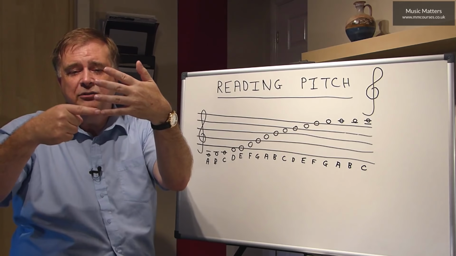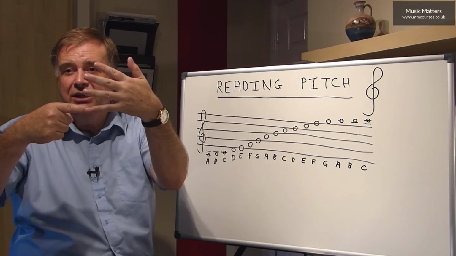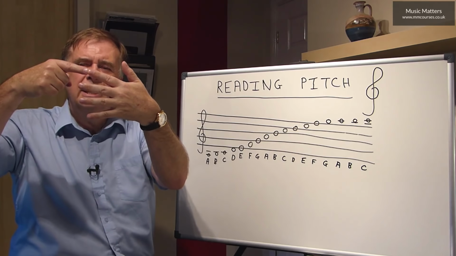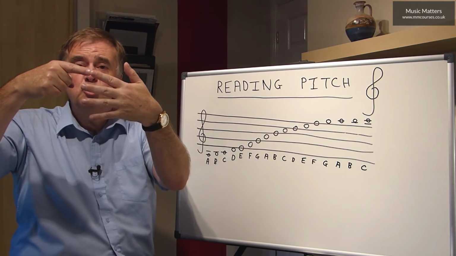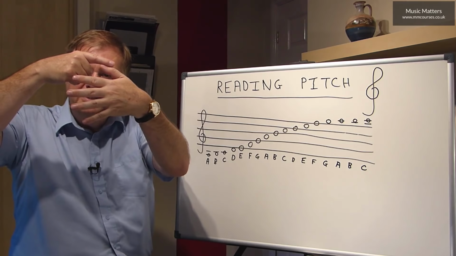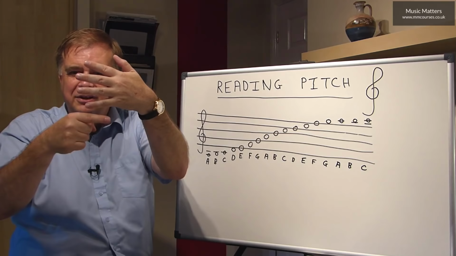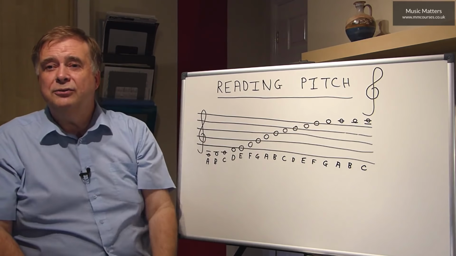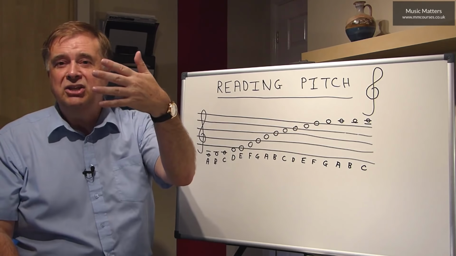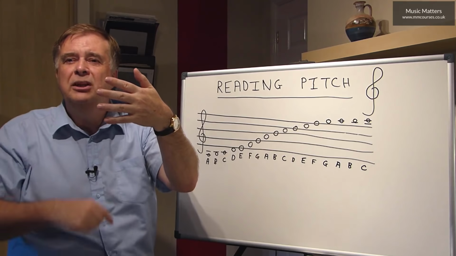Or if I point at this one, well, that's the bottom line. Every Green Bus Drives Fast. This must be Every, so this one's E. Or if I point at this one, well, that's the 4th line up, so Every Green Bus Drives, that must be D. You can even do the space above the top line. You could even imagine that first ledger line there, or this first ledger line down here. So it's quite useful, if you have a few spare minutes, just to use your hand and imagine it as the stave for a treble clef and see if you can get familiar with the notes.